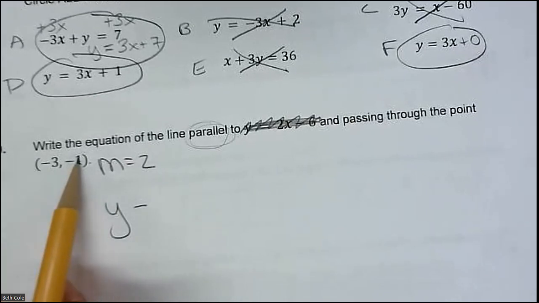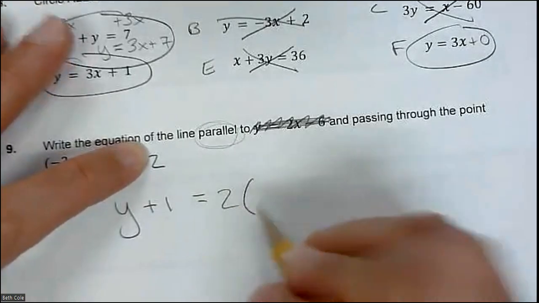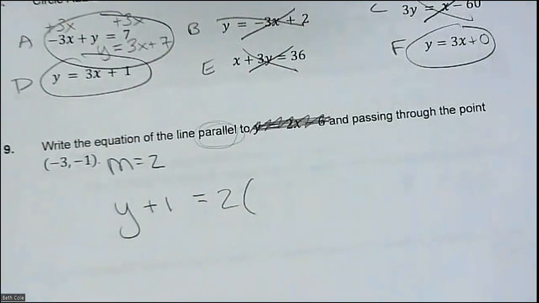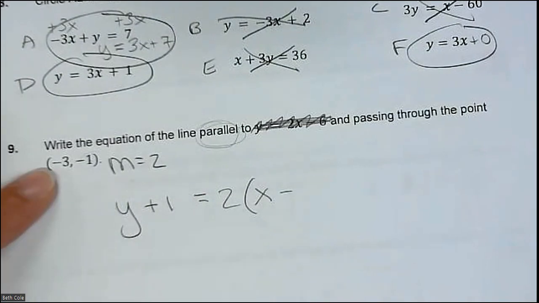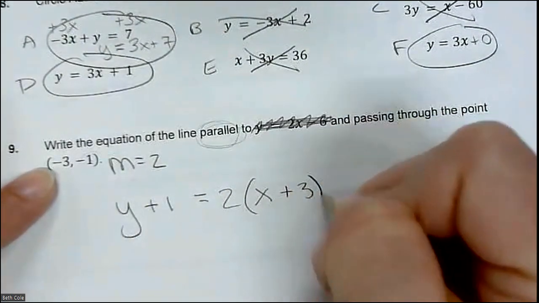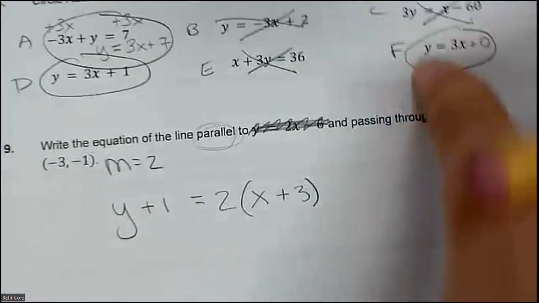Now, if it's y minus -1, that would be y plus 1 equals 2 parentheses. Good. X minus -3. So it'll be x plus 3. Some of you gave up writing it down. We're only on question 9. So it's a very short study guide. Stick with me. All right, and then you have 2 steps.